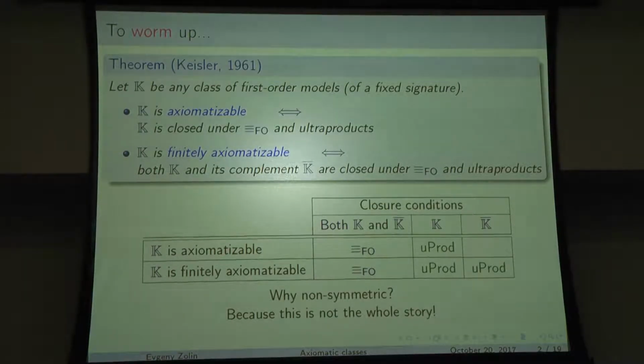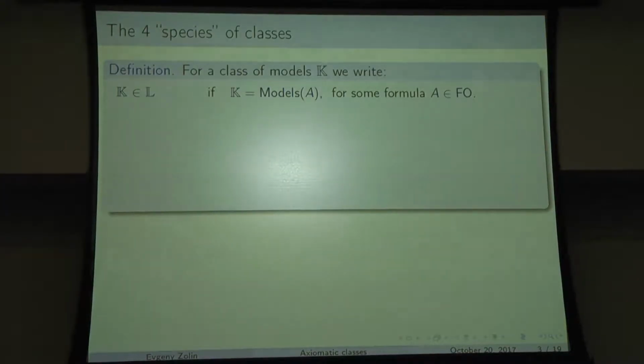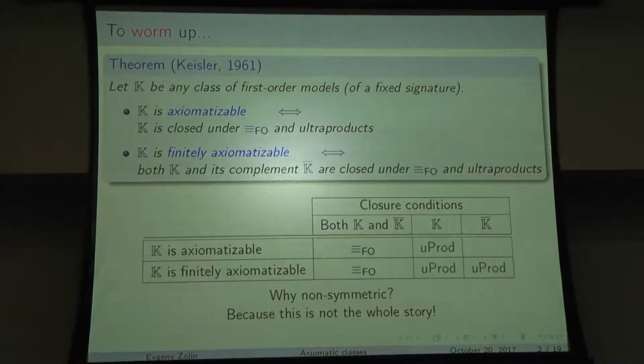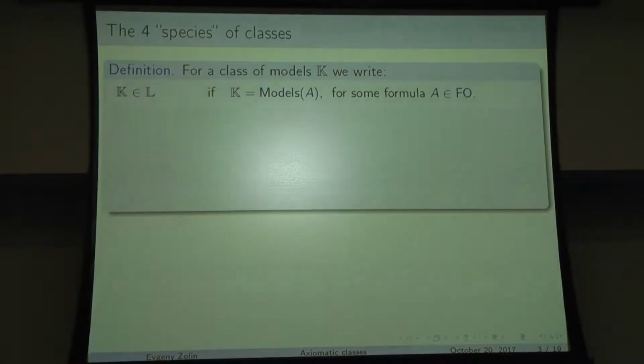The thing is that this is not the whole story. Scientists didn't tell you the whole truth. So there are more options for a class, not only axiomatizable, finitely axiomatizable, but what else can we imagine? To figure this out, we need to revise the definitions.